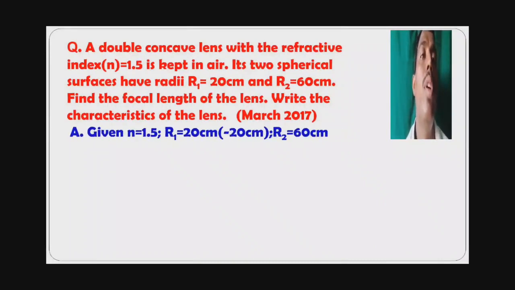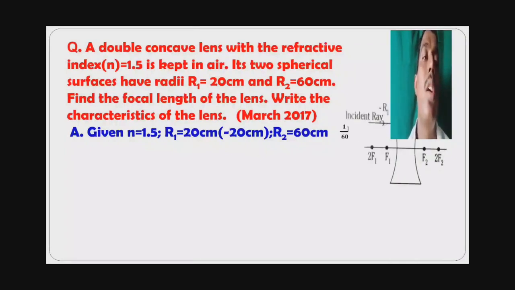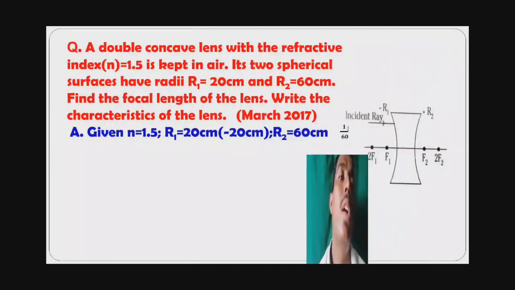Here a double concave lens is given. Refractive index of the lens n is equal to 1.5. First radius of curvature is 20 centimeters. For a concave lens, R1 is negative and R2 is positive. So R1 is equal to minus 20 centimeters and R2 is equal to plus 60 centimeters. Here we can see the double concave lens. R1 is negative and R2 is positive.